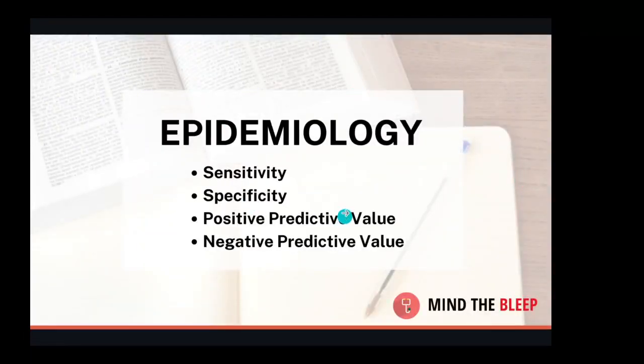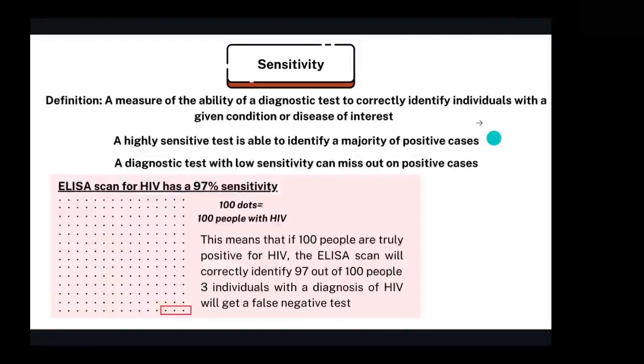Now we're going to talk about sensitivity, specificity, positive predictive value, and negative predictive value. Starting with sensitivity, this is a measure of the ability of a diagnostic test to correctly identify individuals with a given condition or disease of interest. A highly sensitive test is able to identify a majority of positive cases, and a diagnostic test with low sensitivity can miss out on positive cases.